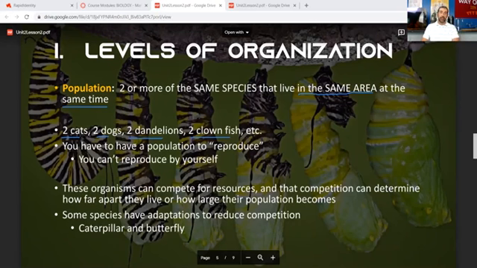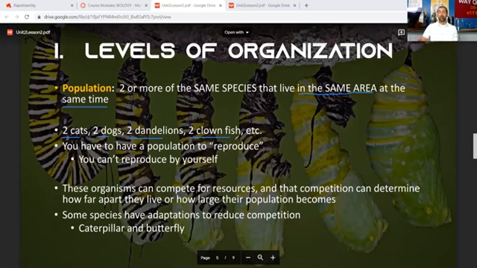You have to have a population to reproduce. You've got to have more than one to reproduce, because you can't reproduce by yourself. So you do have to have a population to be able to reproduce, and reproduction is essential to the continuation of a species. It's required. If you don't have a population, that species could eventually go extinct.